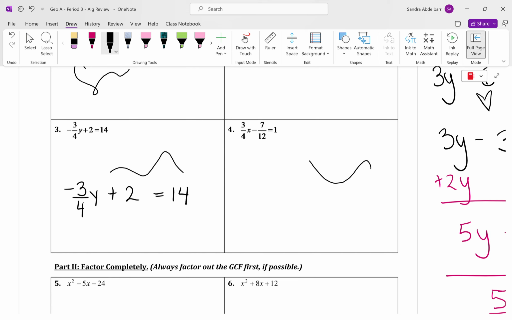Who has an answer for me? Anybody get anything different? How many people got negative 16? What did everybody else get? Did we not finish yet? No? All right, so negative 16 is the right answer. Should I do this? Anybody want to see me do it? Yeah, let's do it.